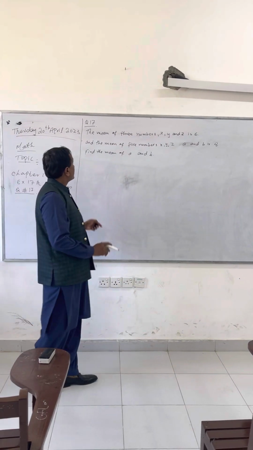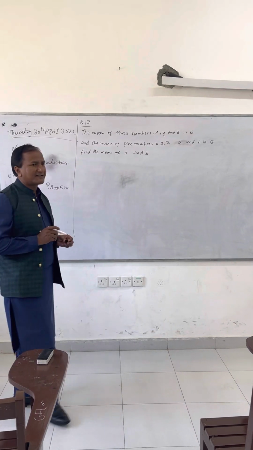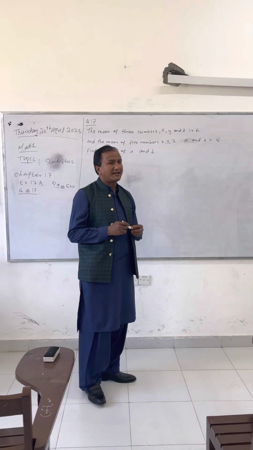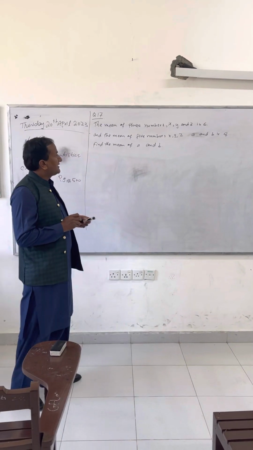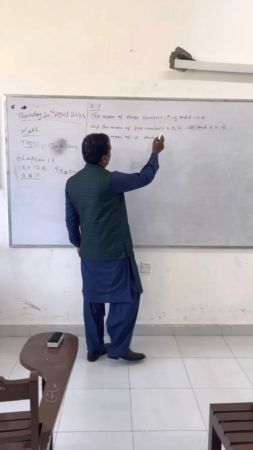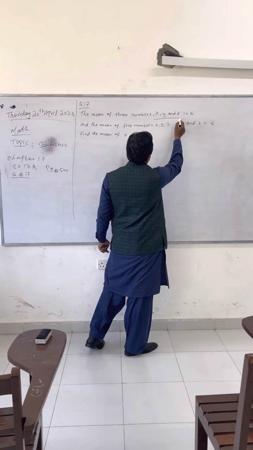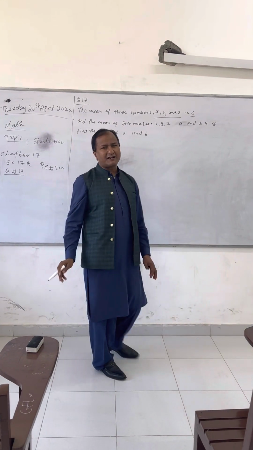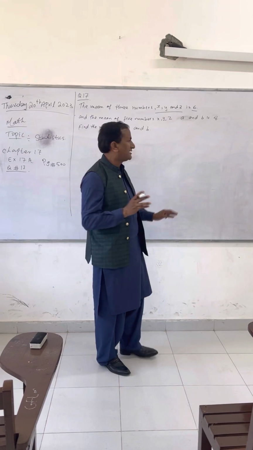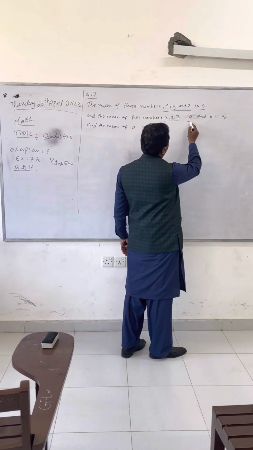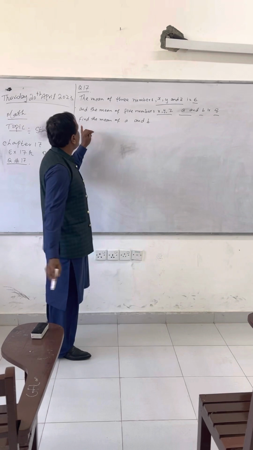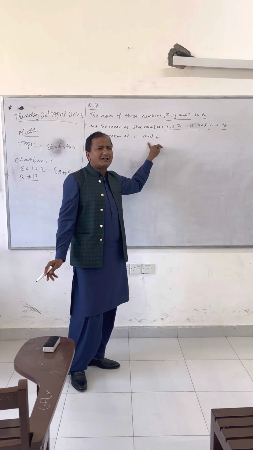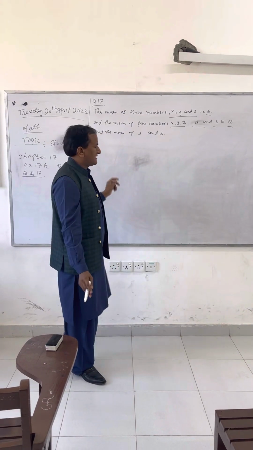What is the question? The mean of three numbers x, y and z is 6, and the mean of five numbers x, y, z, a and b is 8. First, the mean of three numbers is given, that is 6. After that, the five numbers are formed by adding two more numbers, a and b, so now the mean is 8. We are supposed to find the mean of a and b, the numbers added after x, y and z.